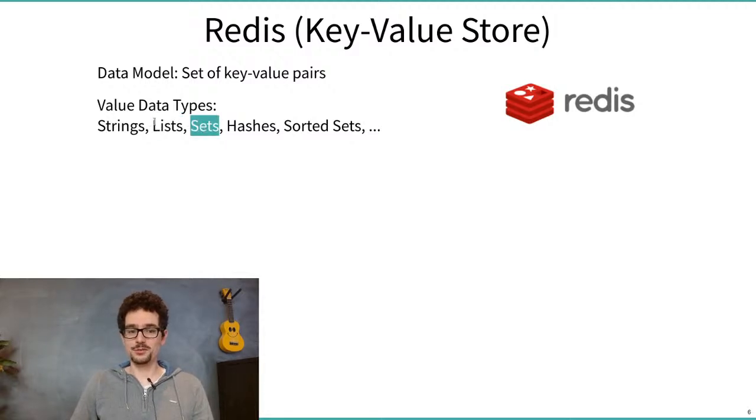Lists are like sets, but here we have duplicates, and here we have an order. In sets we know we don't have an order, and we don't have duplicates.